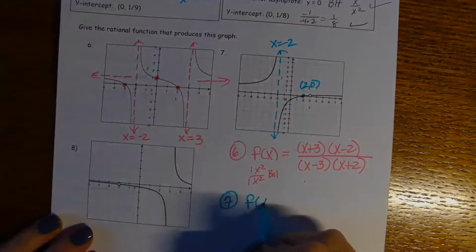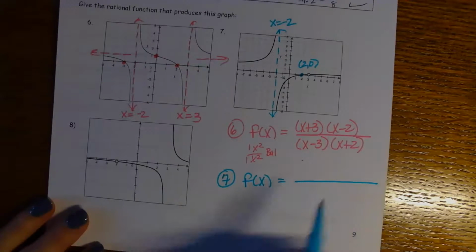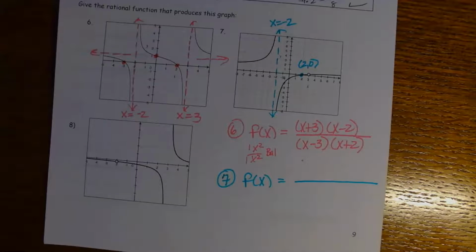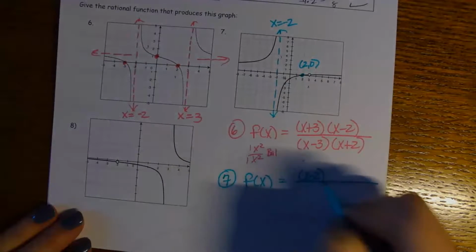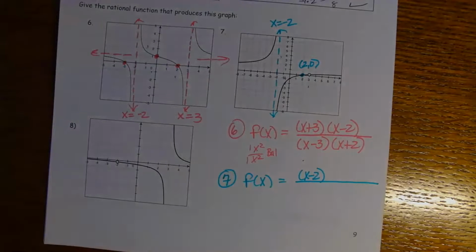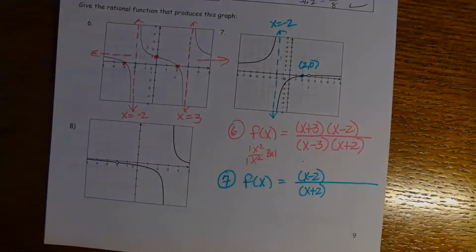Okay. Let's see what we get. What do we get from the top? Where do you see an x-intercept? Okay, so that's x minus 2. What do we get from the bottom? Where do you see a vertical asymptote? X plus 2, right?